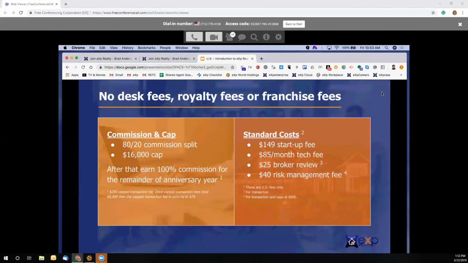A $25 broker review fee, a $40 E&O insurance or risk management fee, and that's it. By the way, that risk management fee caps at $500. Once you pay $500 in that year, you don't pay any more E&O insurance. And that's it. Those are the only 2 fees you pay on your 80-20 commission split.